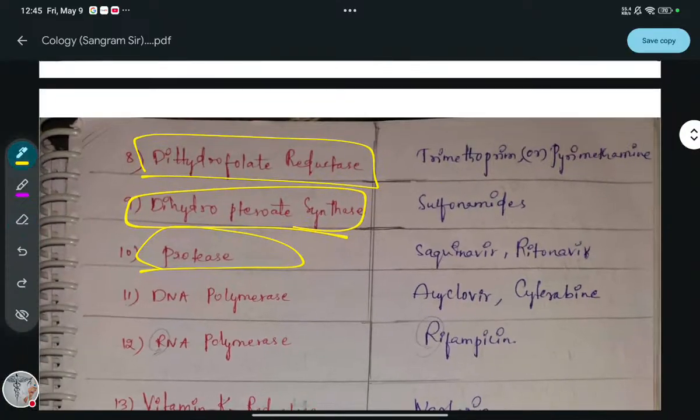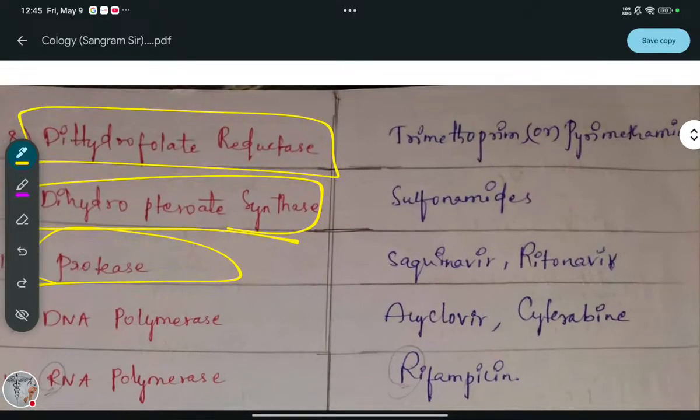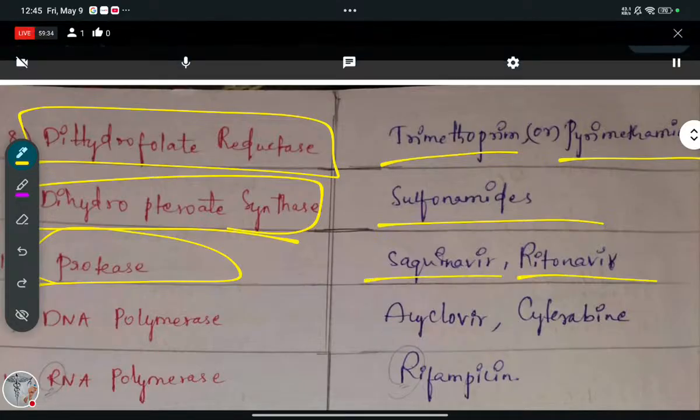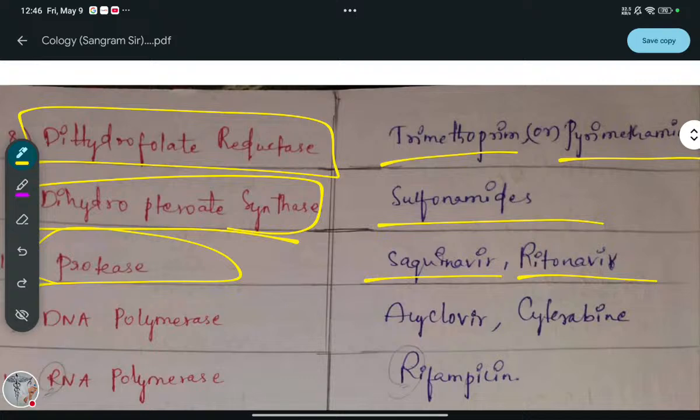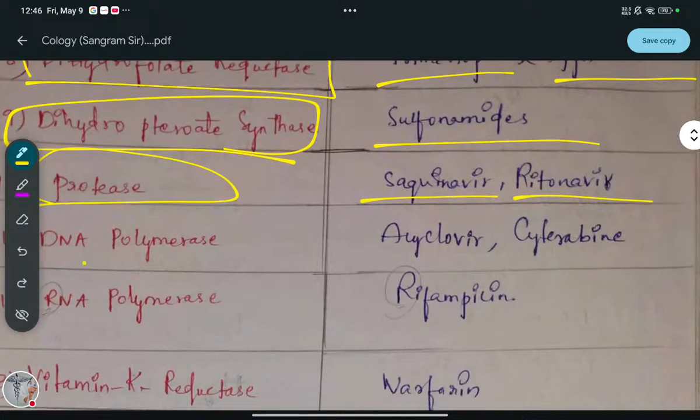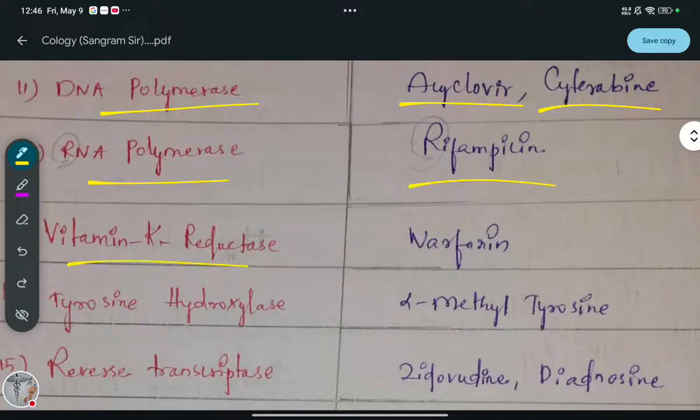So dihydrofolate reductase is inhibited by trimethoprim and pyrimethamine, whereas dihydropteroate synthase is inhibited by sulfonamides. Protease is inhibited by saquinavir and ritonavir. Next, DNA polymerase is inhibited by acyclovir and ganciclovir. Next, RNA polymerase is inhibited by rifampicin. Next, vitamin K reductase is inhibited by warfarin. That's why they will show an antagonistic effect. Which one will show an antagonistic effect?